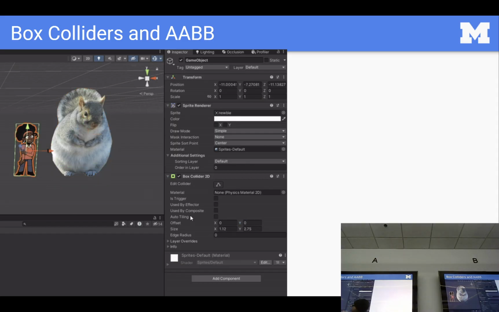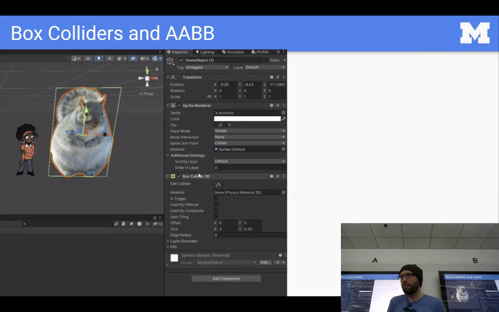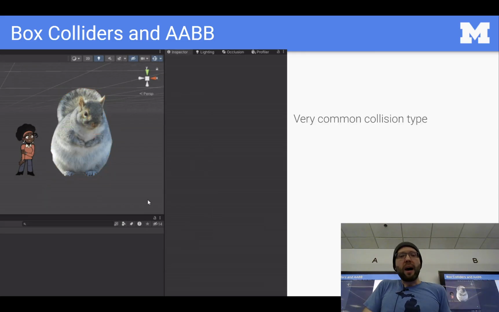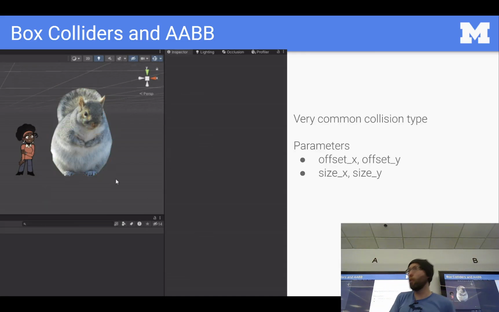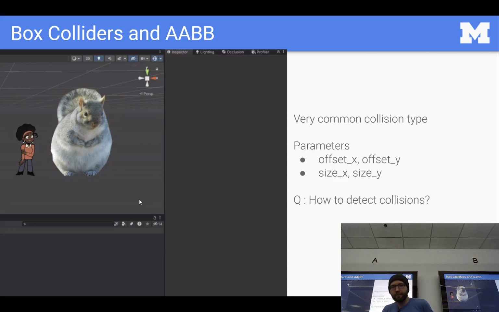So you can create a rectangular box collider that's a really good fit for characters rendered in this perspective, okay? It's kind of a 45-degree angle down, or a platformer perspective that's just purely a side perspective. So box colliders are a very, very common collision type. The parameters are four in number: offset X, Y, size X, size Y.